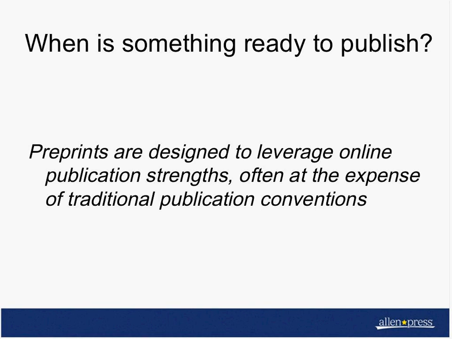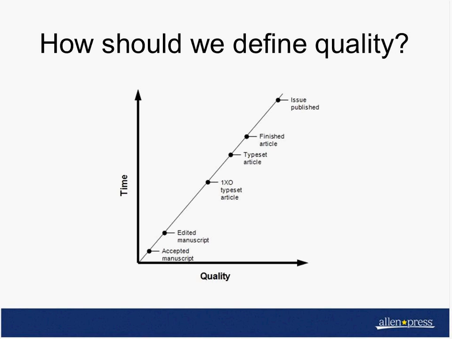When is something actually ready to be published? And we're talking about preprints specifically. Preprints are designed to leverage online publication strengths, often at the expense of traditional publication conventions. Preprint calls to question: how do we define, should we define quality? A simple little graph I made a long time ago to kind of explain the gamut of options that are available when talking about publication online.